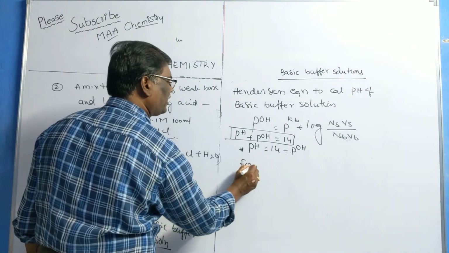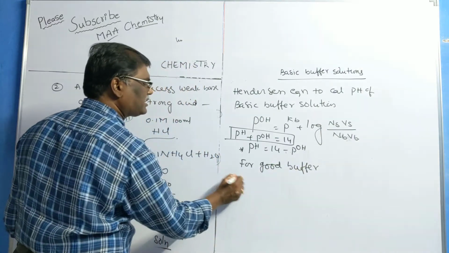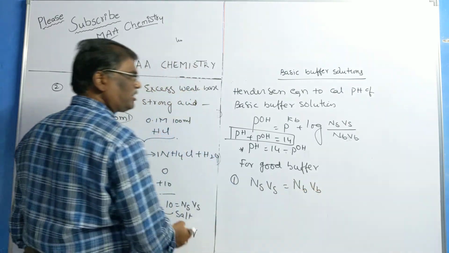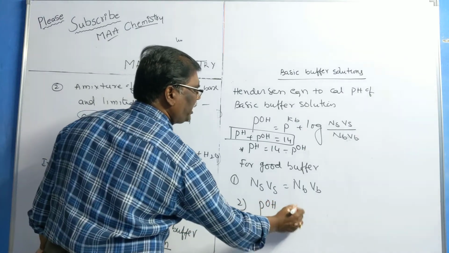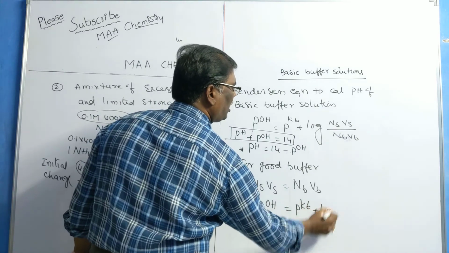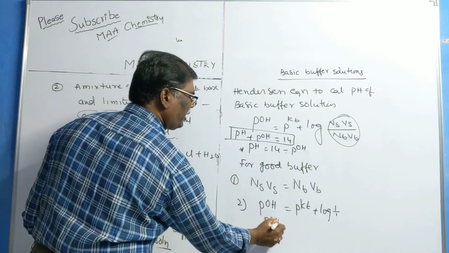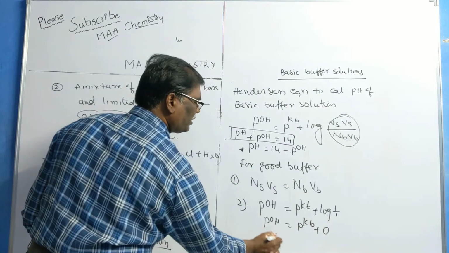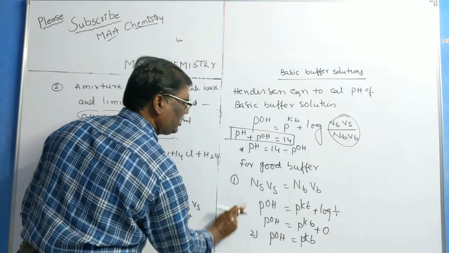Now for a good buffer solution, what are the conditions? One is strength of the salt should equal strength of the base. Then automatically pOH becomes equal to pKb, because as these two are same, the value becomes log of 1 by 1, which is log 1. Log 1 is nothing but 0. So we say pOH equal to pKb. This is the second condition for a good buffer.